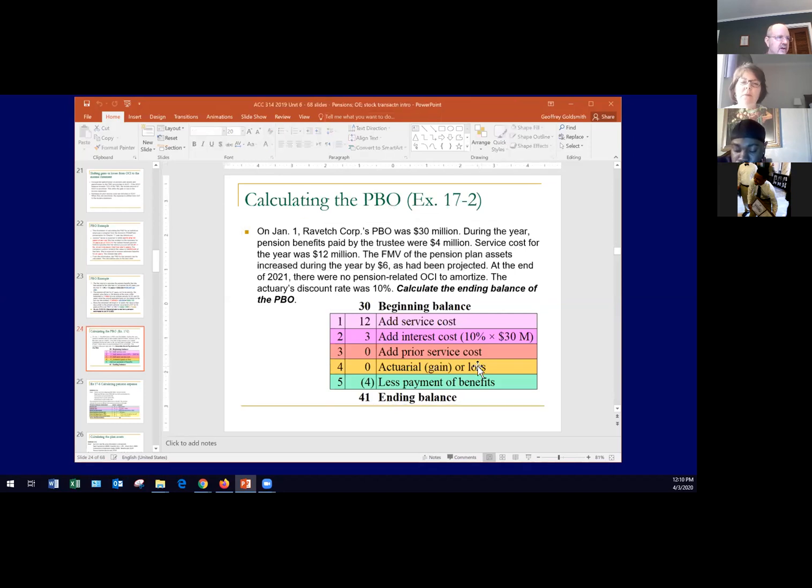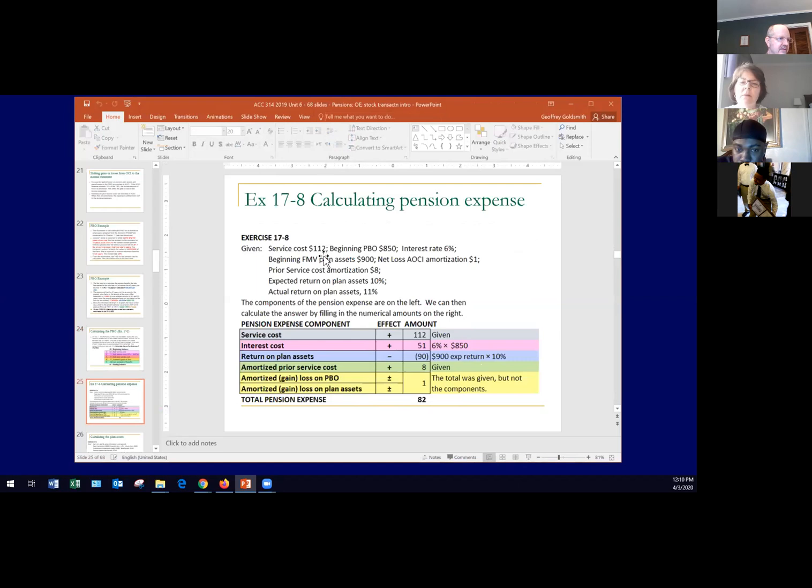Okay, let's go to the next one, calculating pension expense. In this exercise, it says the service cost was 112 million, beginning PBO 850, interest rate 6%, beginning fair market value plan assets 900, net loss AOCI amortization 1 million, prior service cost amortization 8 million, expected return on plan assets 10%, actual return on plan assets 11%.